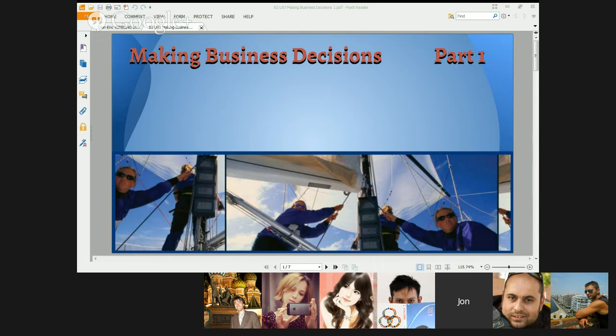They appear to be on a sailboat. There are some crew members in there.